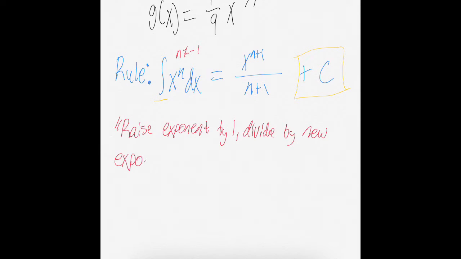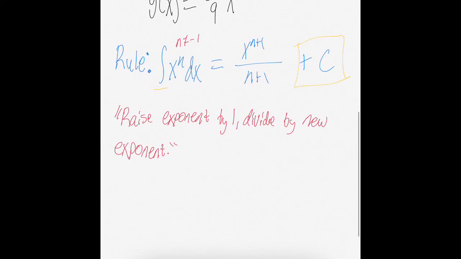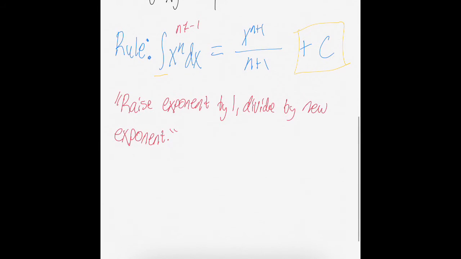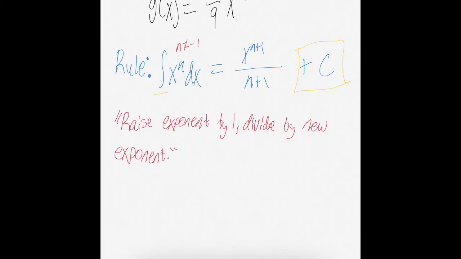So basically what we're doing with this rule is raise the exponent by 1 and divide by the new exponent. It's kind of similar to the power rule for differentiation.